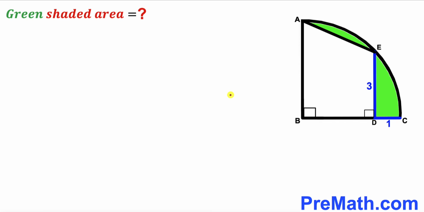Welcome to PreMath. In this video, we have this trapezoid ABDE fully confined in this quarter circle, as you can see in the given diagram, such that point B is the center of the quarter circle. As a result, we end up with this green shaded region. Moreover, this segment DE has length 3 units, whereas this tiny segment CD has length 1 unit. Our task is to calculate the area of this green shaded region, this area and this area combined.